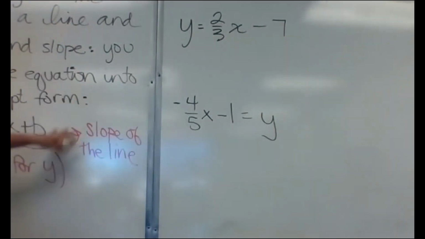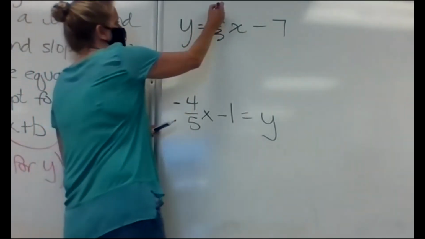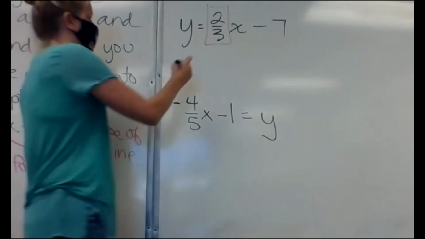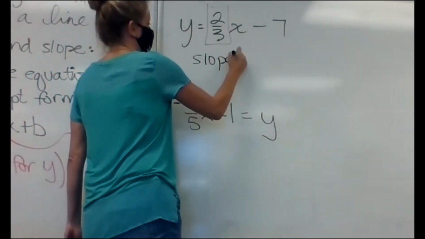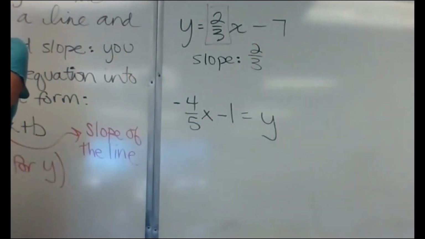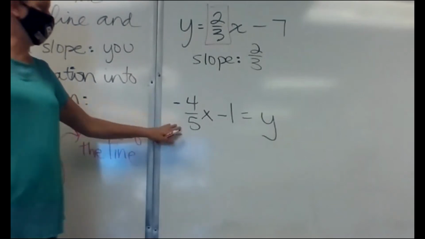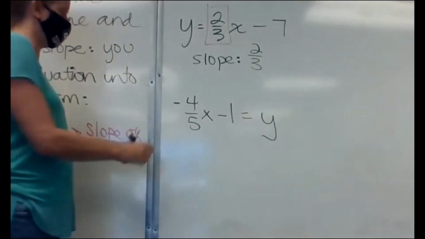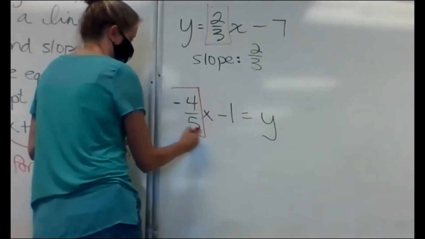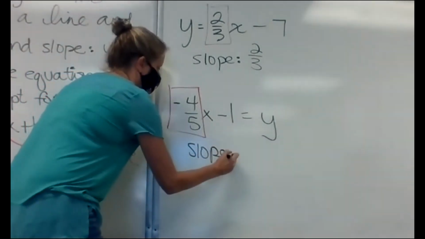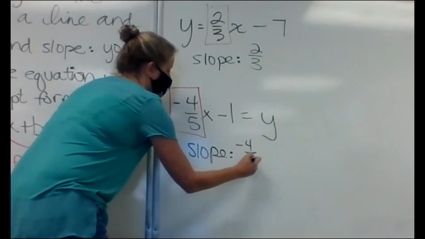So this rule says if the y is by itself, the number hooked onto the x is the slope of the line. So the slope of that top line is simply 2/3. This bottom one, the y is by itself, which means the number hooked onto your x is your slope. So the slope of this bottom line is negative 4/5.